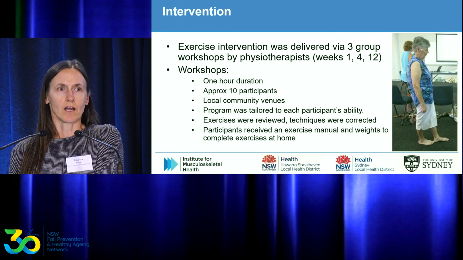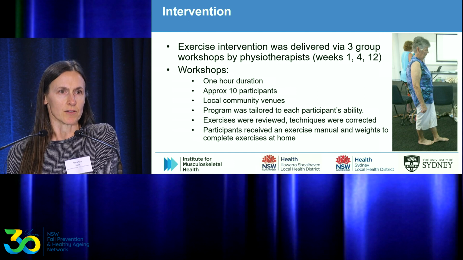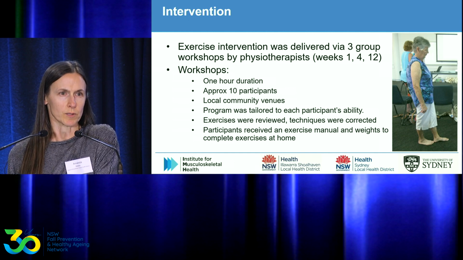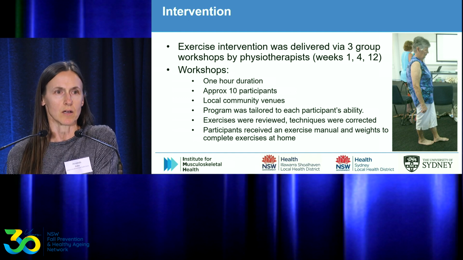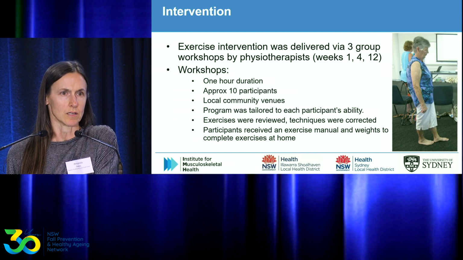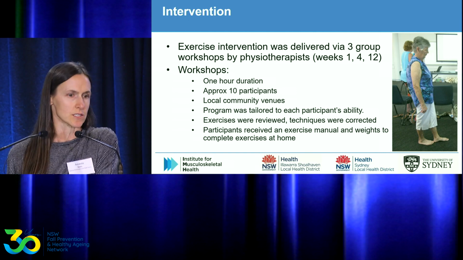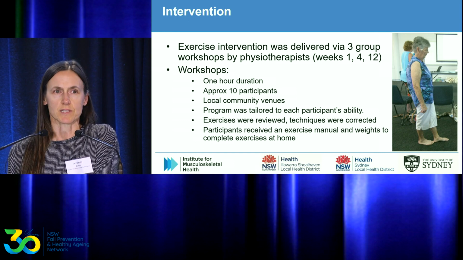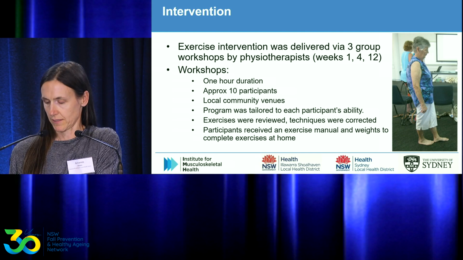So what did we do? The exercise intervention was delivered via 3 group workshops by physiotherapists at weeks 1, 4 and 12. The workshops were 1 hour in duration with approximately 10 to 12 participants in each of the groups in local community venues such as leagues clubs and community centres. And the program was tailored to each participant's ability. At each of the sessions, the exercises were reviewed by our physiotherapists, techniques were corrected, exercises were adjusted or progressed according to each participant's level of ability. And participants received an exercise manual and weights to complete the exercises at home.